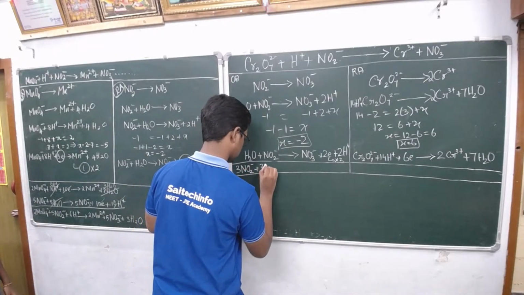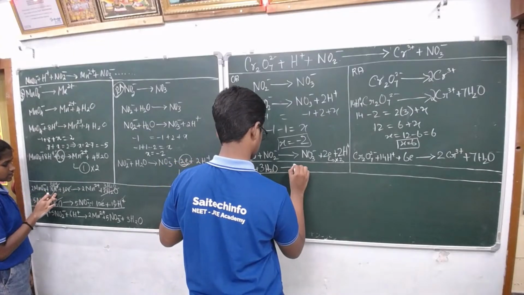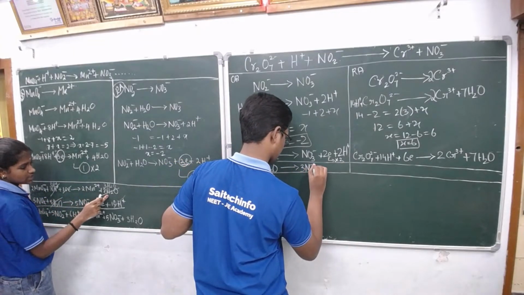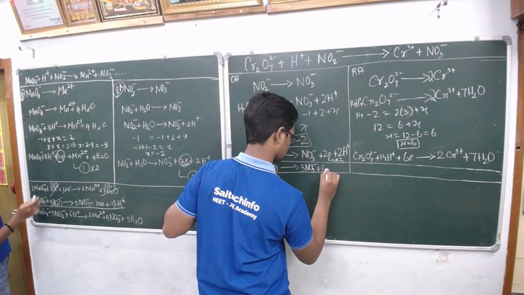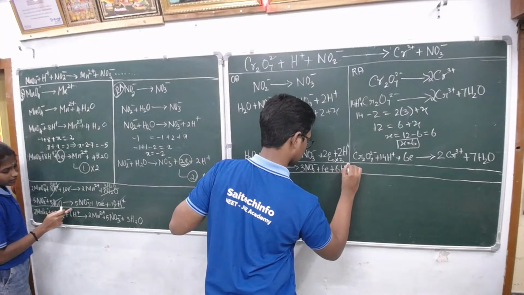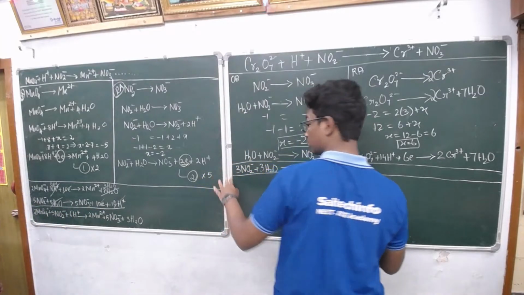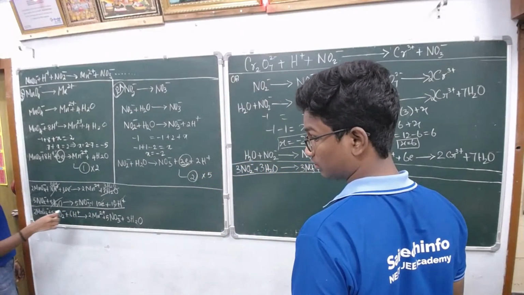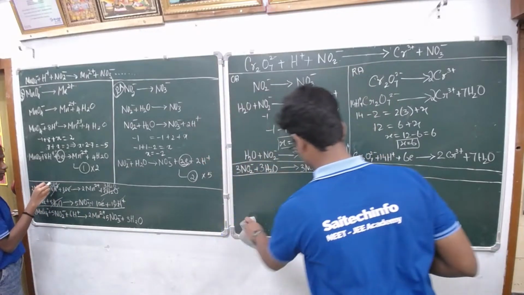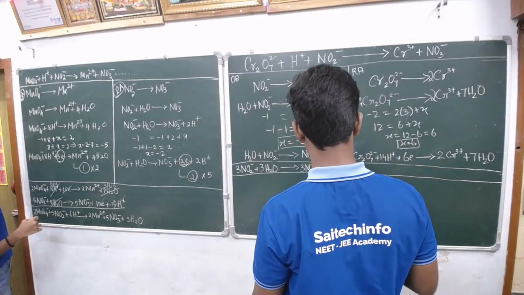Okay, right, proceed. After multiplying, we'll be getting 2 MnO4 minus plus 16H plus plus 10 electrons to form 2 Mn2 plus plus 8H2O. Same for the second equation, 5 NO2 minus plus 5 H2O to form 5 NO3 minus plus 10 electrons plus 10 H plus. Now we have to cancel the like terms. Here we have 10 H plus and 16 H plus. We can cancel and we'll be getting 6 H plus. And the electrons will be cancelled since they are equal.